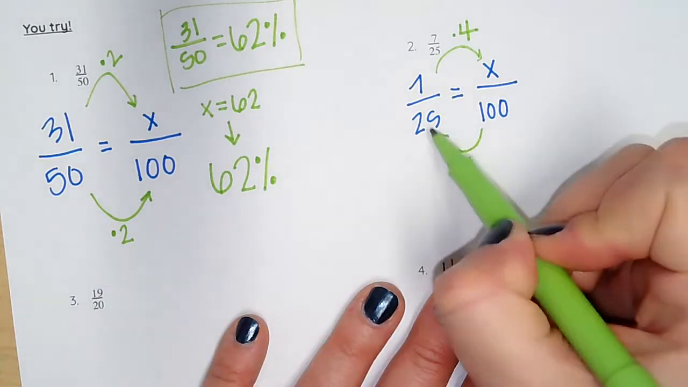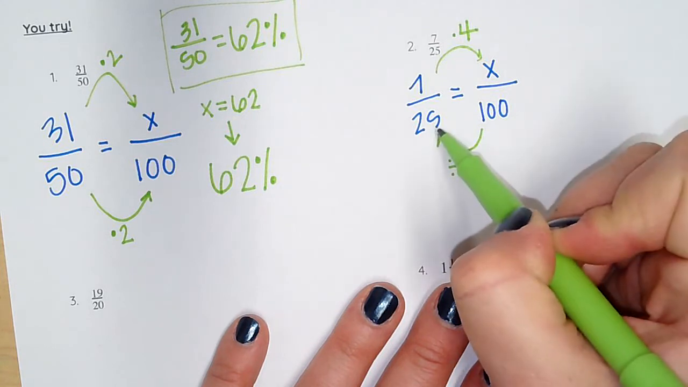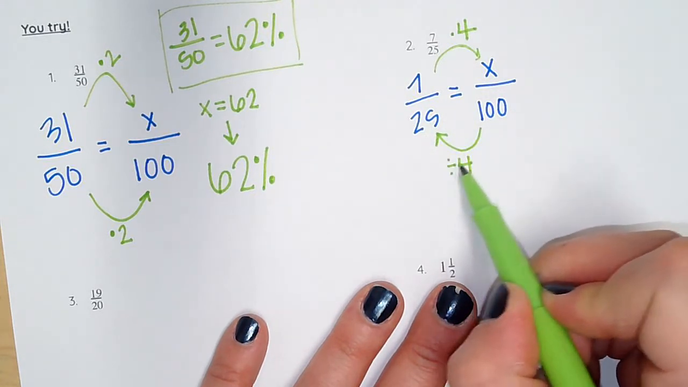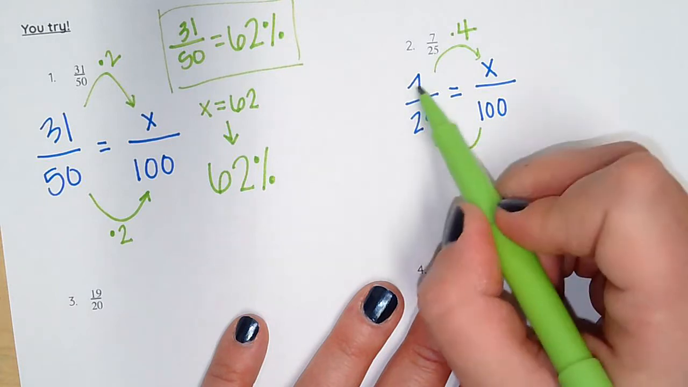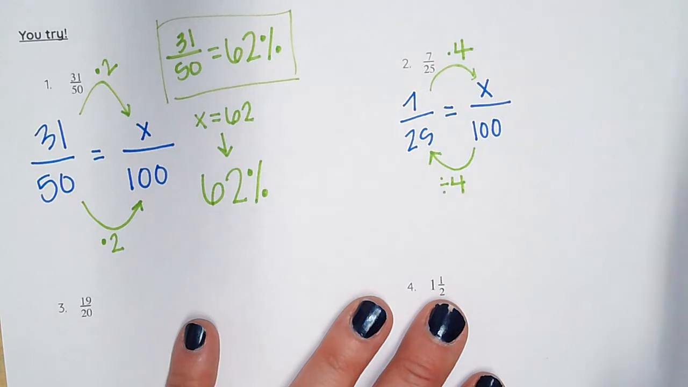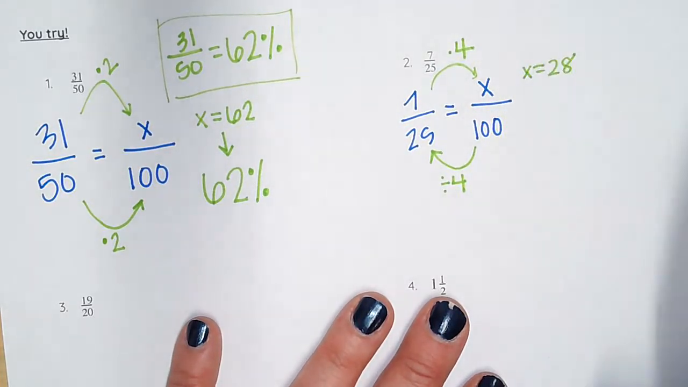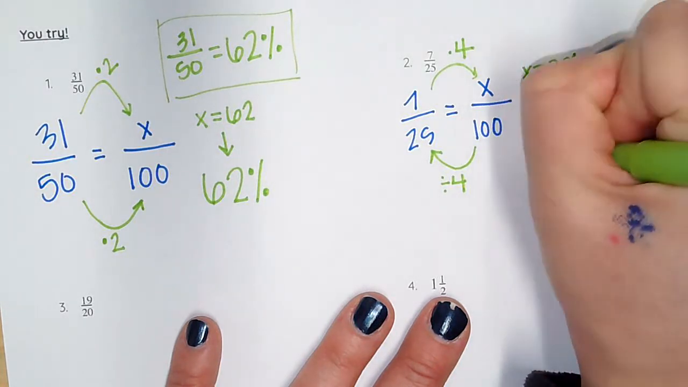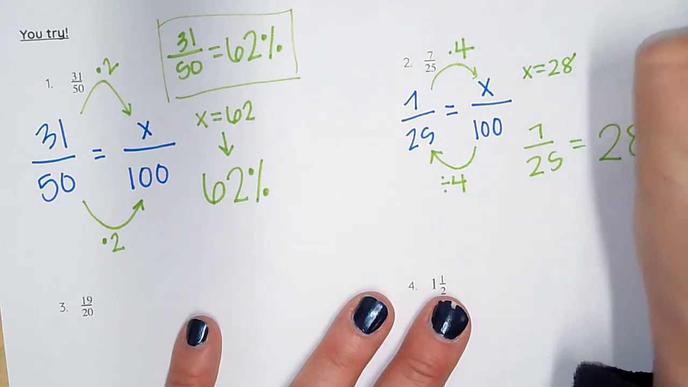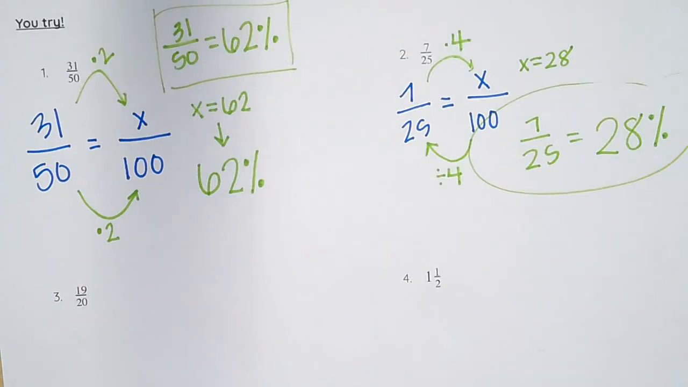So if I don't know how to get from 25 to 100, I can divide 100 by 25, whatever that answer is. And then I multiply my numerator to find my unknown. 7 times 4 is 28, so x is 28. Therefore, 7/25 equals 28%. So when we write our percent, we get rid of that denominator. Why don't you try the next one here?